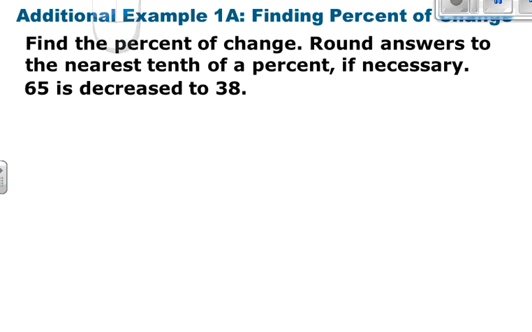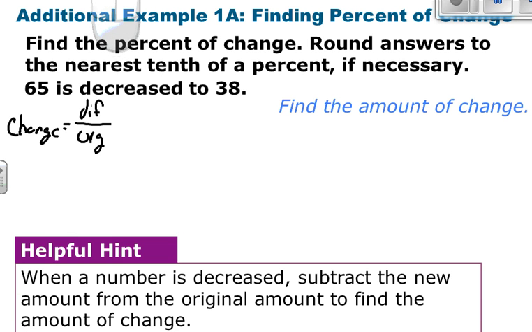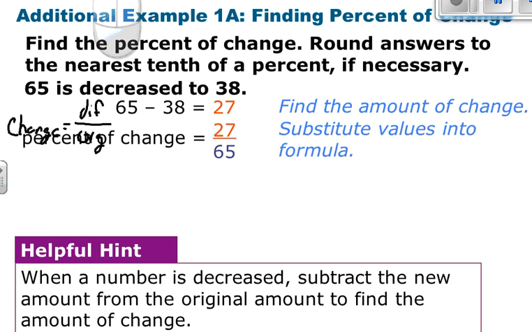So find the percent of change, round the answer to the nearest tenth of a percent if necessary. 65 is decreased to 38. So the first thing we need to talk about is that the percent of change is once again the change in the price, so the difference over the original. And so let's find out the change. We're going to first take the two numbers and subtract. 65 minus 38, that's the difference, is 27. The starting number was 65, so we're going to place 27 over 65.